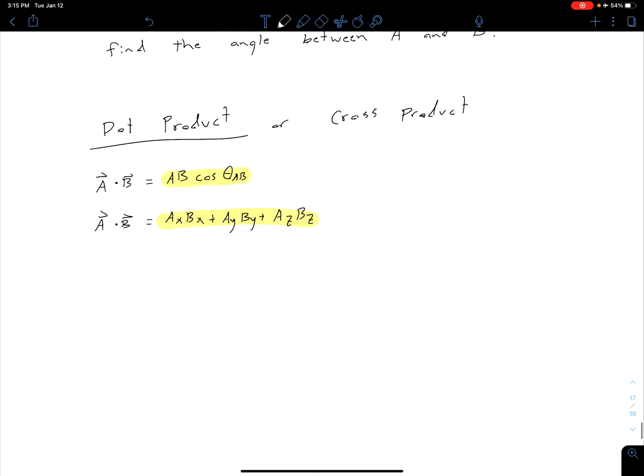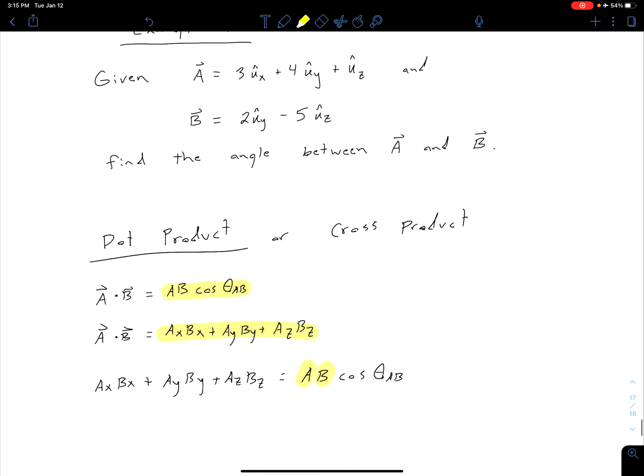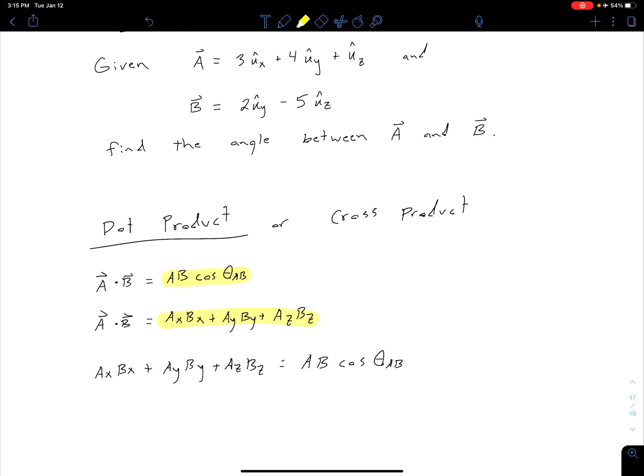So what we can say then is that our AX BX plus AY BY plus AZ BZ is equal to AB cosine of theta AB. And of course, the only unknown here now should be that theta AB. So first of all, let's find these magnitudes A and B. We can pretty easily pull out our x, y, and z components for each of our two vectors, but let's find those magnitudes A and B.